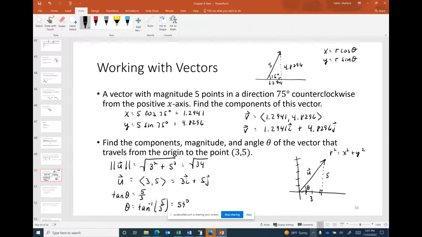Okay. So I would say that vector u has a magnitude of the square root of 34 in the direction of 59 degrees. I could say north of east if I wanted to, or I could say at an angle of 59 degrees in standard position. Those would all be correct ways to describe that.